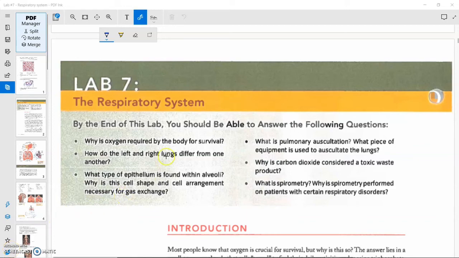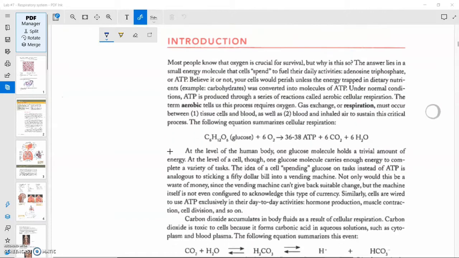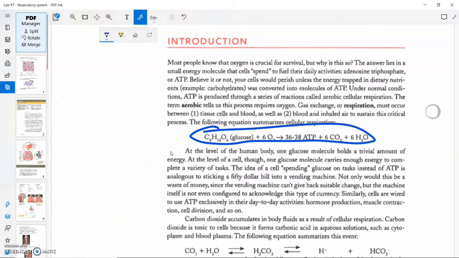So today we will make our best attempt to overview the lab on the respiratory system. As you know, we need to breathe. Breathing is essential for burning glucose, the process in which energy derived from oxidizing glucose is used to produce ATP, the ultimate energy currency of the cells.